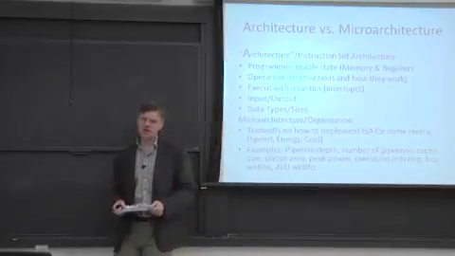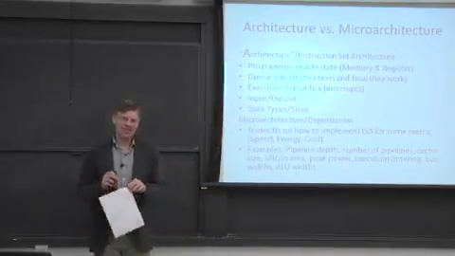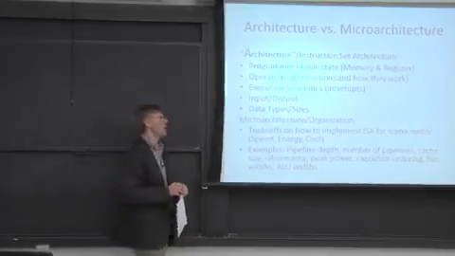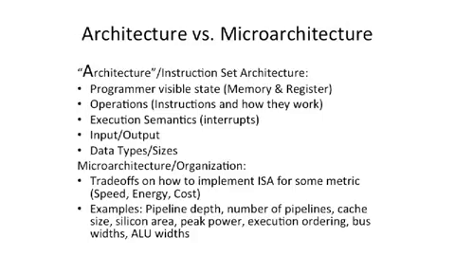OK, so let's talk about what is an instruction set architecture and what is a microarchitecture. An instruction set architecture, or big A architecture, is trying to provide the programmer some abstract machine model. And many times, what it really boils down to is it's all the programmer visible state. So for instance, how does the machine have memory? Does it have registers? That's the programmer visible state.